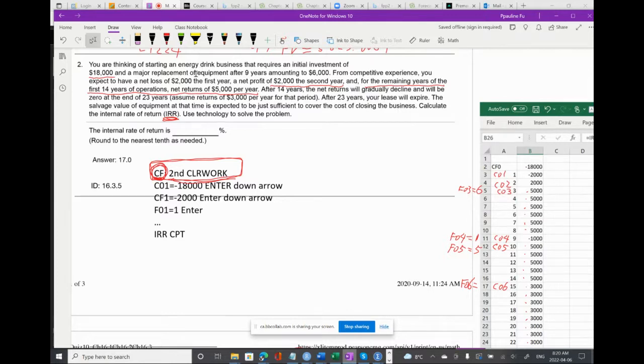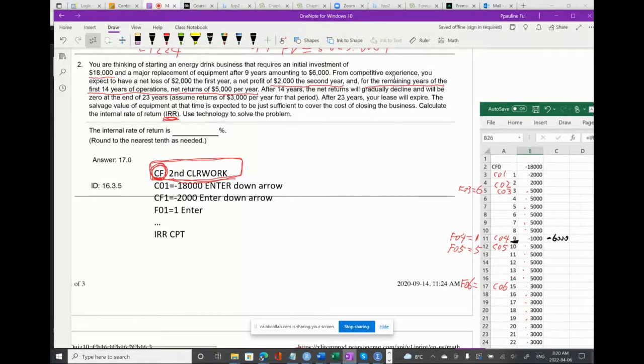And a major replacement of equipment of 9 years amounting to 6,000. After 9 years, you are going to pay another 6,000. So this is year 1, year 2, year 3, year 9. You are going to have year 9, 6,000. This is the expense, money outlay. So I will use negative in year 9. Okay, you have a negative 6,000.